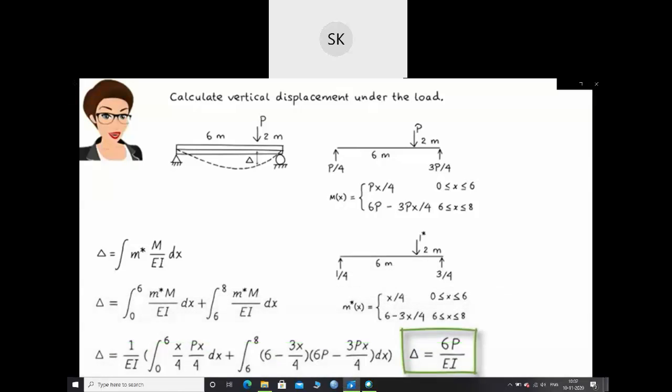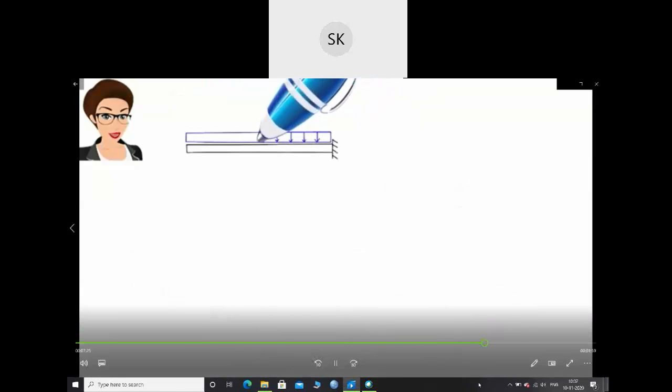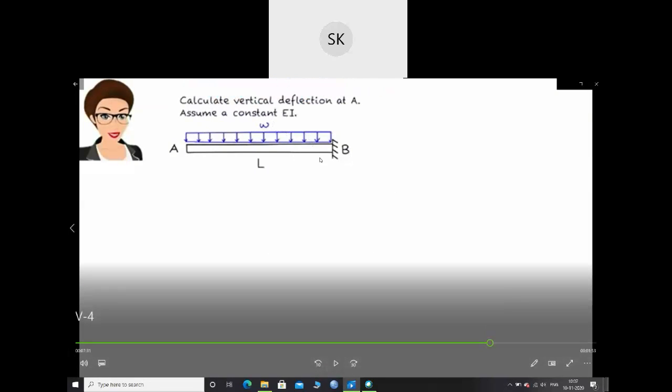Here is another example. Now let's see a cantilever beam subjected to a uniformly distributed load, UDL. Let's calculate its vertical deflection at A. Assume a constant EI. That means throughout the section, the cross section will be the same, and your EI will be the same throughout the section.